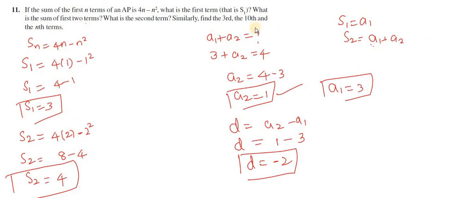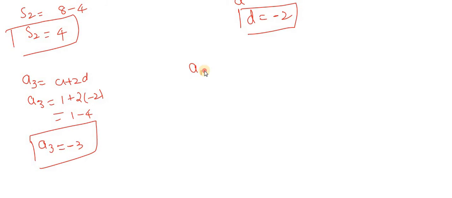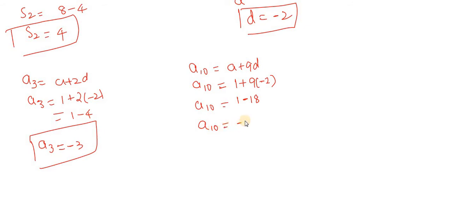Next, the 10th term. A10 is equal to A plus 9D. So A10 is equal to 1 plus 9 into minus 2. 9 2s are 18. So A10 is equal to minus 17.